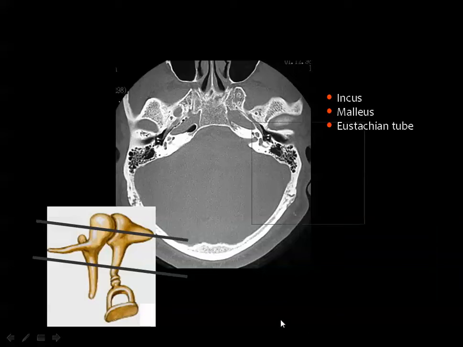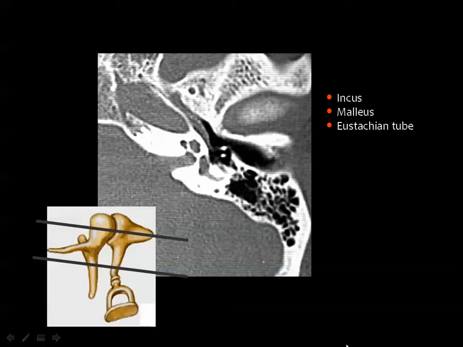Then if you go down from the ice cream cone, at the level of the ice cream cone, you see the head of the malleus and the incus and the incudomalleal joint. If you go down, you will cut through the handle of the malleus and the long process of the incus, and you get two dots. The anterior one is the handle of the malleus, the posterior one is the long process of the incus. At this level, you are able to see the connection of the middle ear to the nasopharynx through the Eustachian tube, and this is the site of the Eustachian tube.